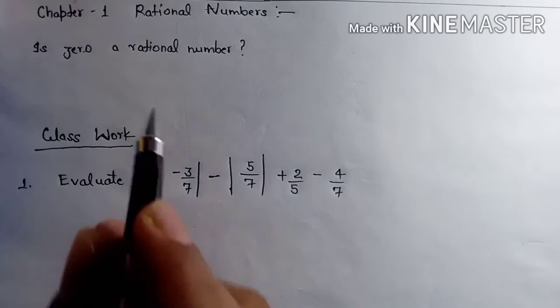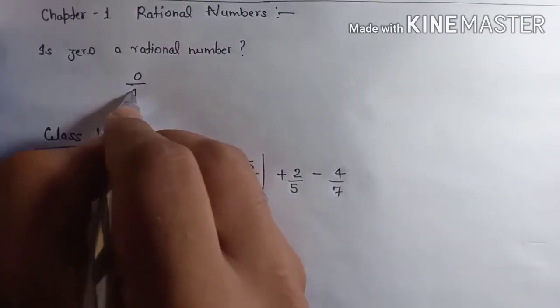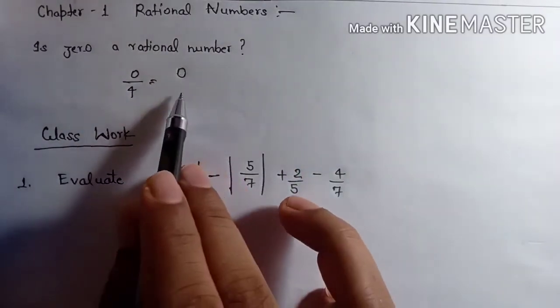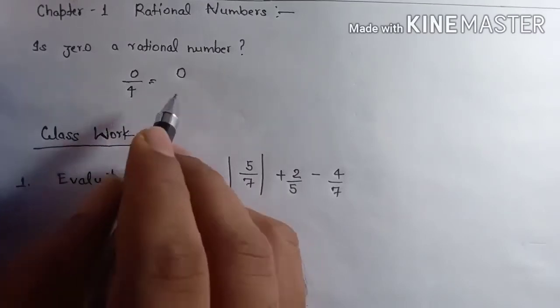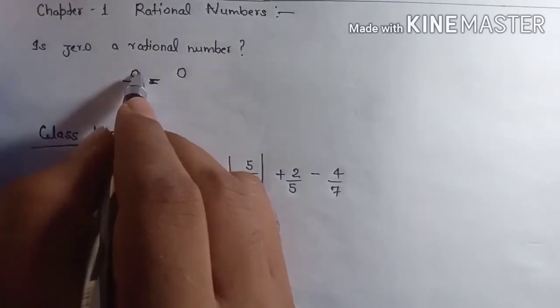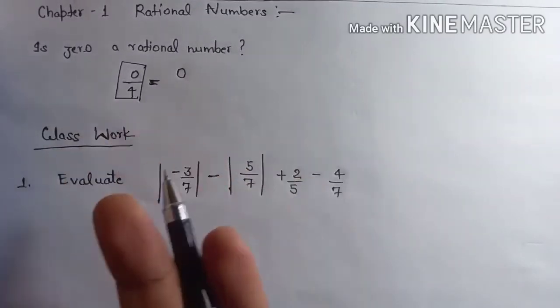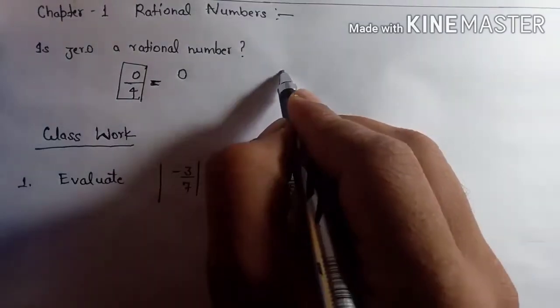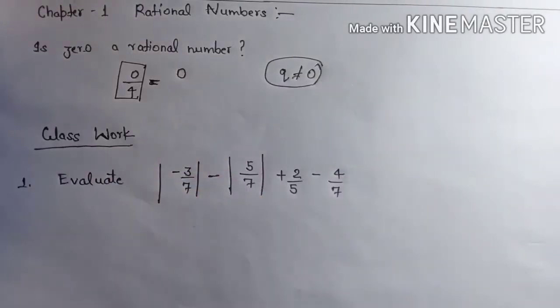So let's check this for 0. Write here 0, and if you divide 0 by 4 you get 0, because if you divide 0 by any number, the answer is 0. So 0 upon 4 is a rational number, where there is another condition: the denominator must not be equal to 0, and yes, here it is 4. So yes, 0 is a rational number, you can clearly see.